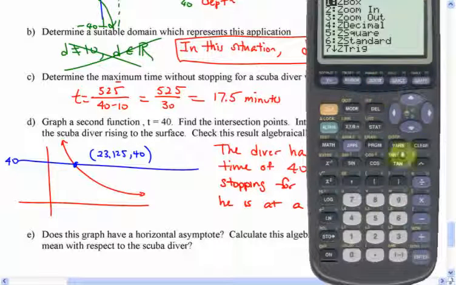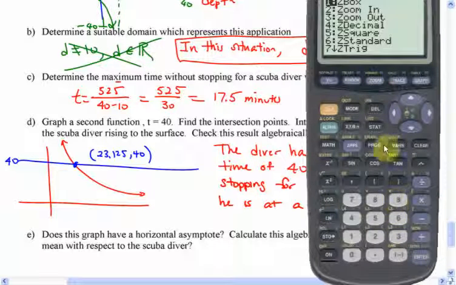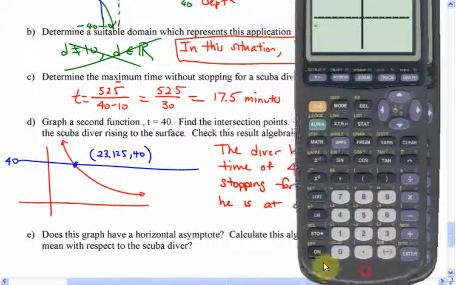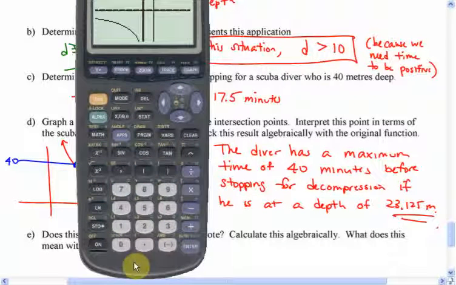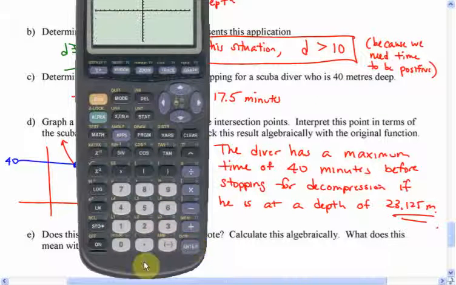No? What if I went back to zoom? Oh, zoom standard doesn't work, right? Zoom out. Okay. Do you think it has a horizontal asymptote? Seems like the graph gets further and further, getting closer and closer over here too. Let me zoom out one more time. Can you see if there's a horizontal asymptote in this?